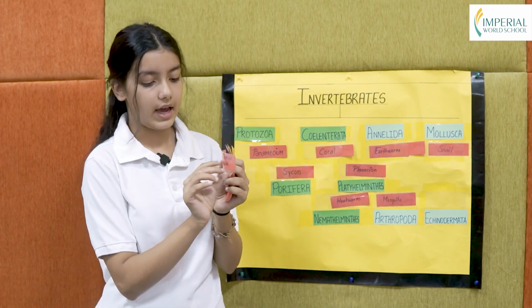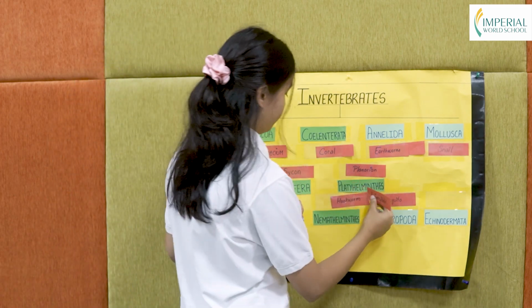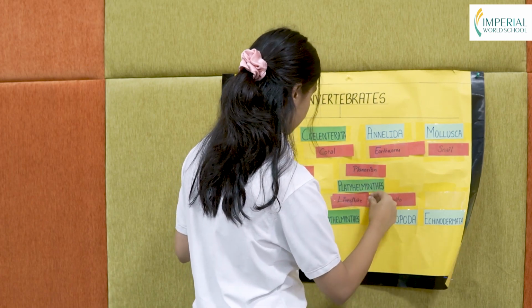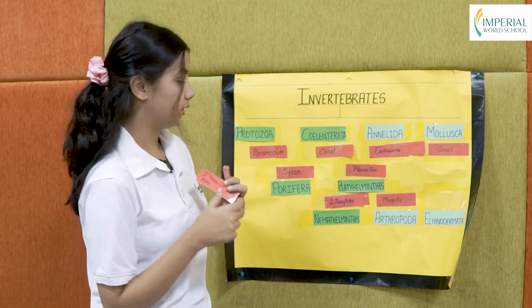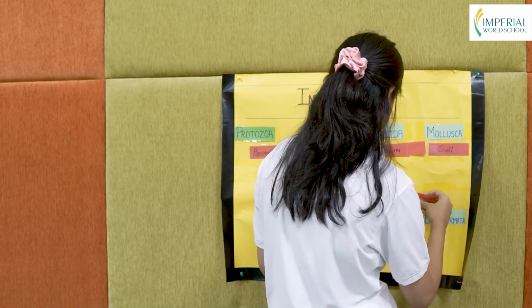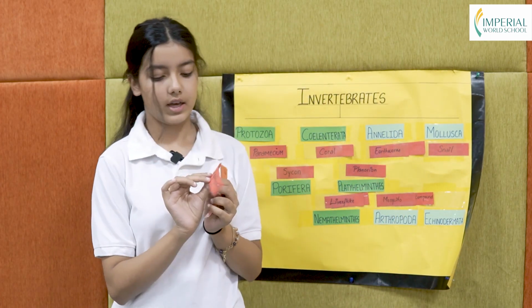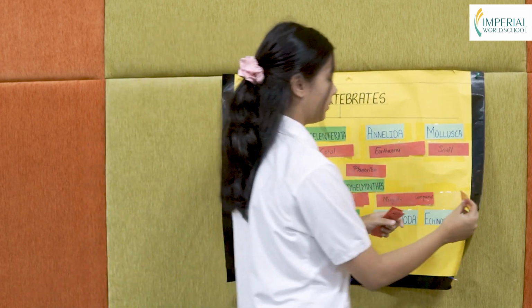Liver fluke. I am internal parasite, so this is Platyhelminthes. Housefly. I have compound eyes, so this is Arthropoda. Starfish. I have spiny skin, so it is Echinodermata.